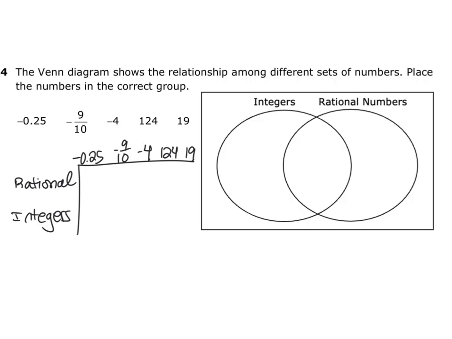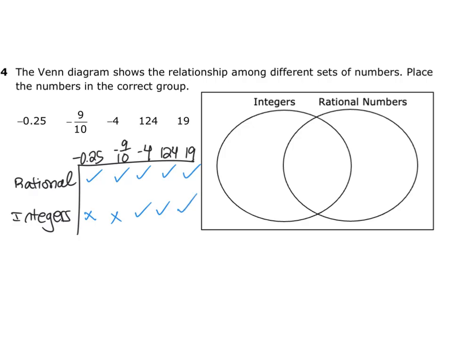Now let's try it with integers and rational numbers. Let's start with negative 25 hundredths. It is rational, but it's not an integer. Negative 9/10 is rational, but it's not an integer. Negative 4 is rational and it's an integer. 124 is rational and it's an integer. And 19 is rational and it is an integer.